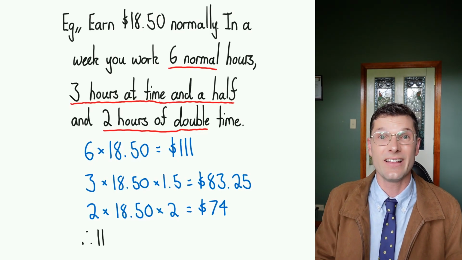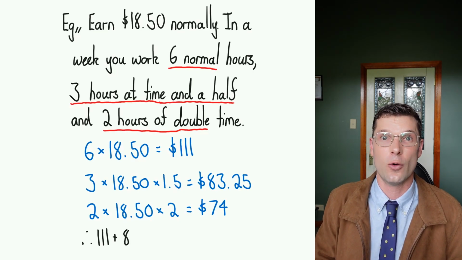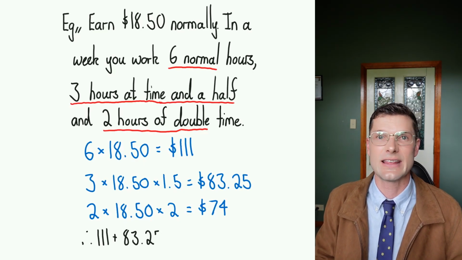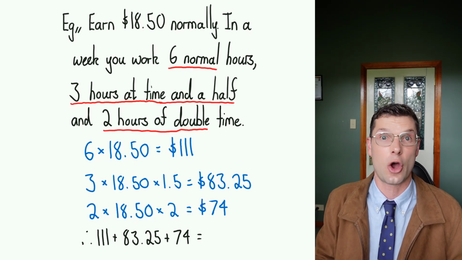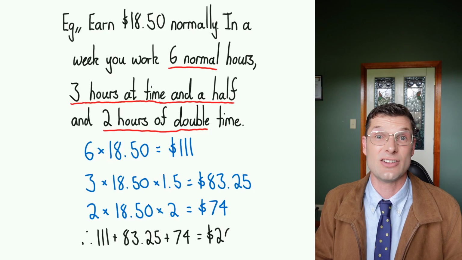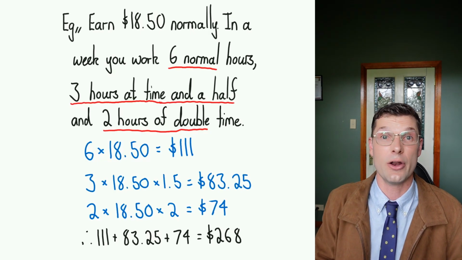Finally, to find out my total amount of money for that week, 111 plus that $83.25 plus that 74 is going to give me my total amount. This is equal to $268.25, and that's my final answer.